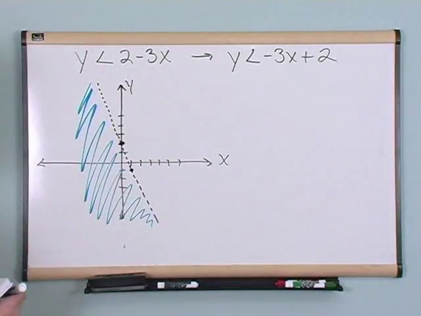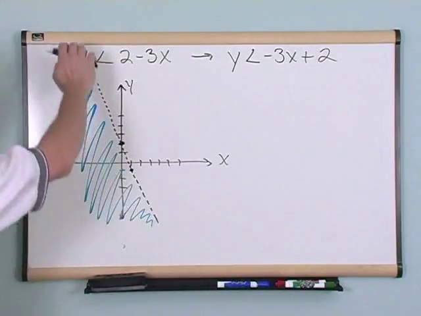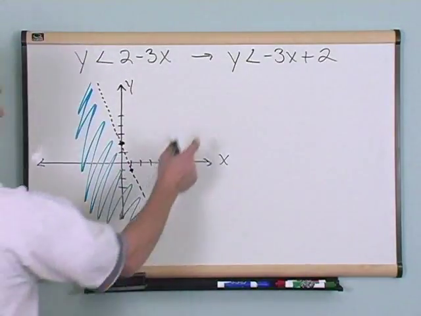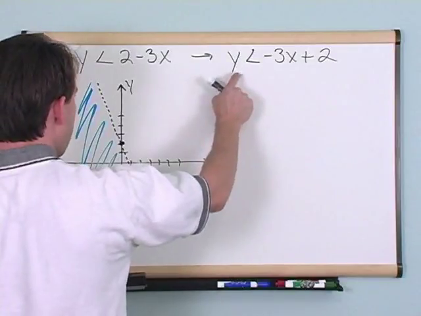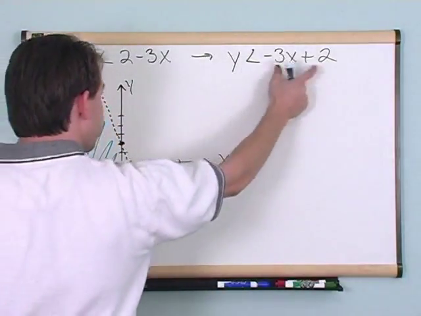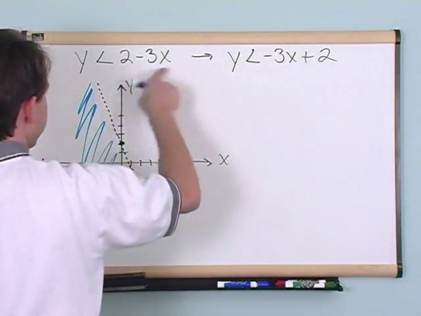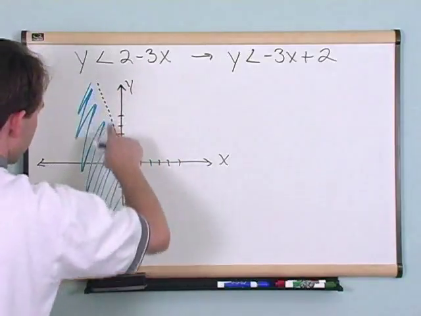Just like that. Okay? This is the solution to this problem. We drew our line and we shaded everything below it, because what this is saying is, to graph this, y is equal to everything below this line, less than this line. Okay? But it's not equal to the points on this line.